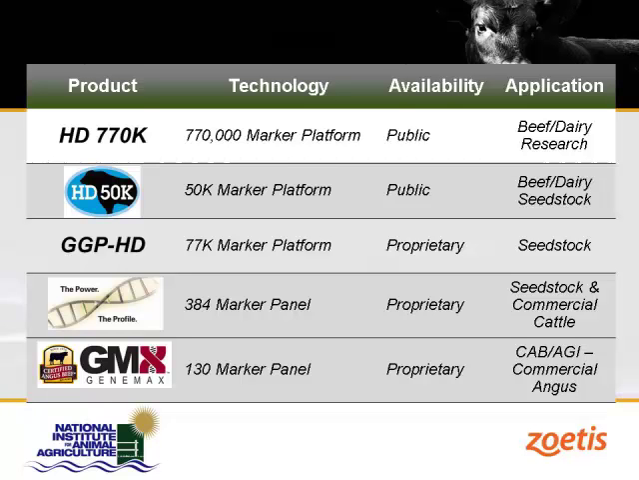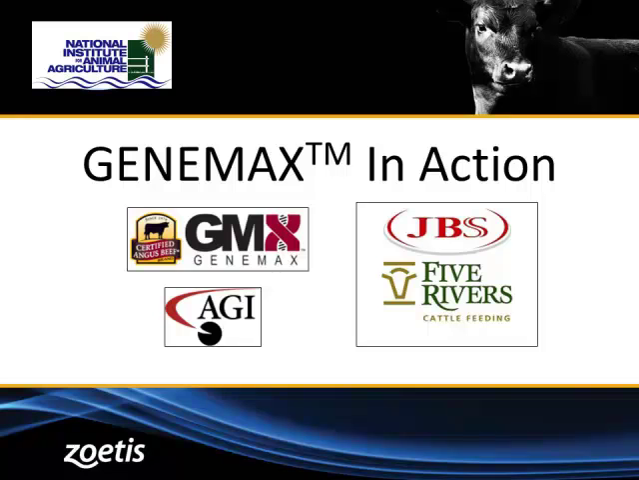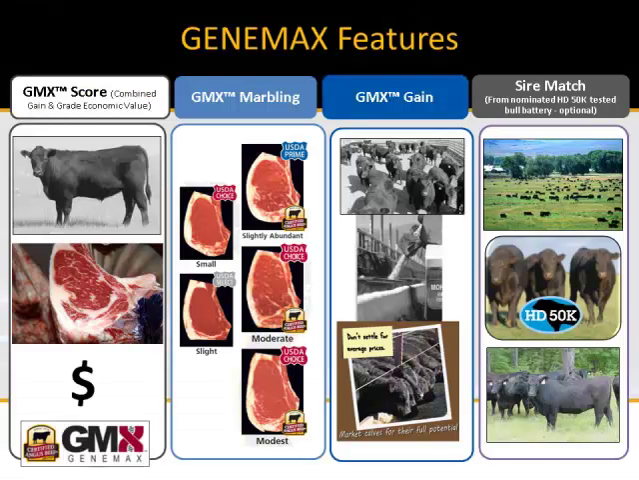And then as subsets of those, there are applications in the market, and more than just the two indicated here, that include a targeted set of markers that explain as much variation as possible for very specific sets of traits that then can be delivered at a price point that can hopefully provide a return on investment to the user. I'm going to talk about one of those, and that is the GENEMAX product that's distributed by our partners at Certified Angus Beef.